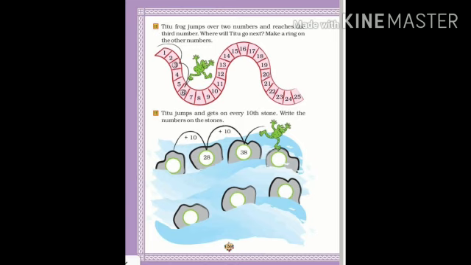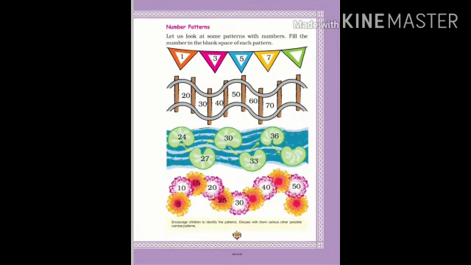Now coming to the next portion of the page: that same T2 frog jumps and gets on every 10th stone. Write the numbers on the stones. There is no number on the first stone, and the second stone has 18. Then 28, next is 38. So it goes 10, 10, beginning with 18, 28, 38, next is 48. Others you will do yourself.